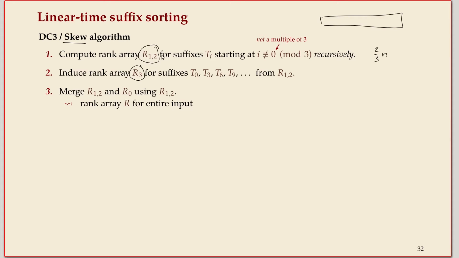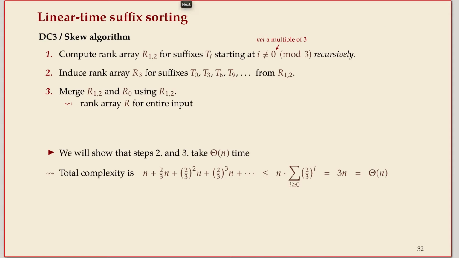Now we have 2 sorted lists. We have the sorted suffixes that don't start at a multiple of 3. We have the sorted suffixes that do start at a multiple of 3. The last step is to simply merge them, like in merge sort. So this merge is the very same thing as we did in merge sort. But we'll have to be careful that the comparisons don't take too much time. So as we'll show over the next couple of slides, both of these will take linear time.